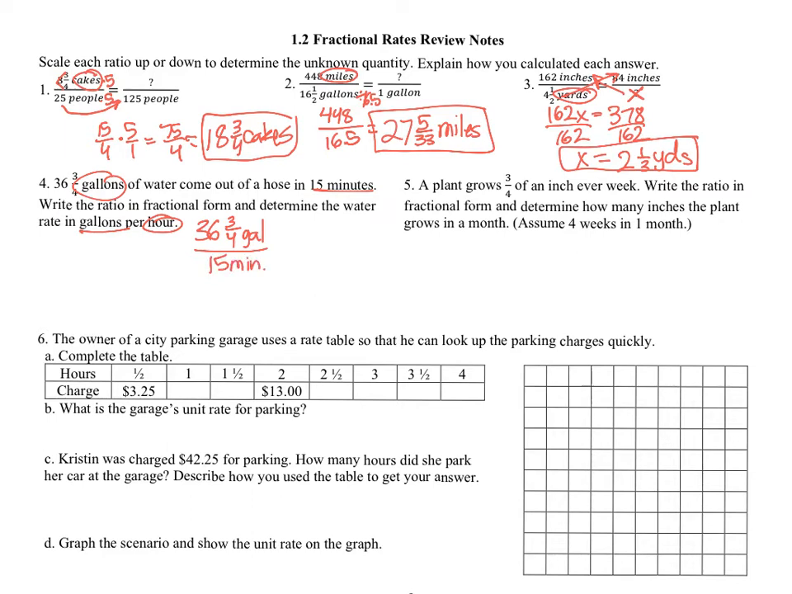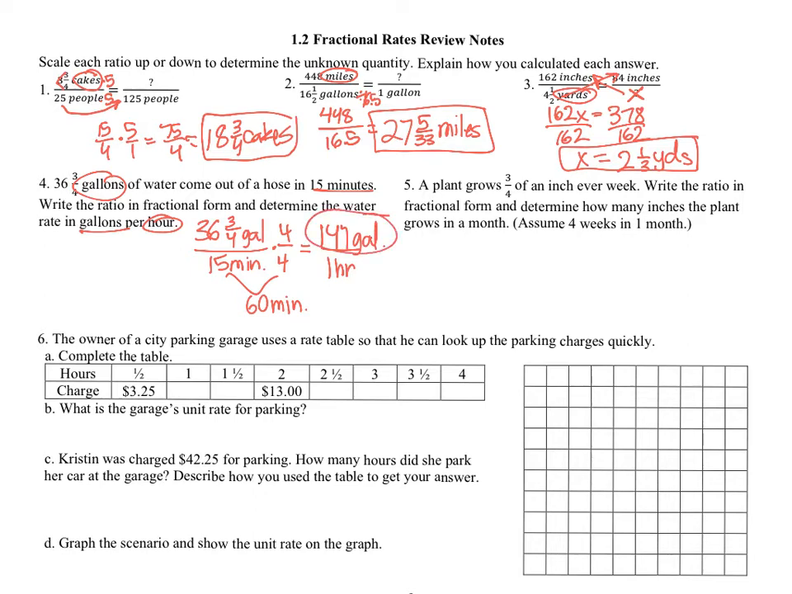Can you see if we multiply 15 minutes, in an hour, there are 4 of them. So if we multiply by 4 over 4, we will find out how many in 1 hour, because 15 times 4 is 60 minutes. So if you multiply 36.75 or 3/4 by 4, you get 147 gallons. So our answer is 147 gallons.